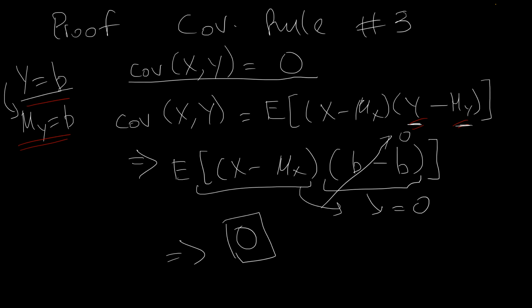So we have proven that the covariance of x with y is going to be equal to 0 in the special case where y is equal to a constant. In this case, the constant is b.